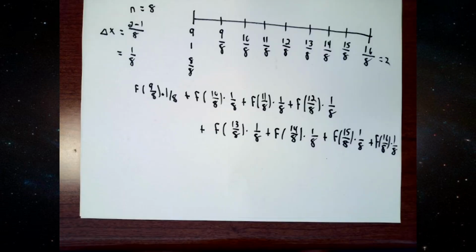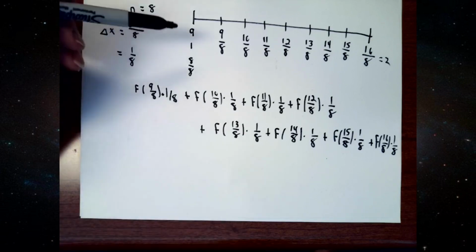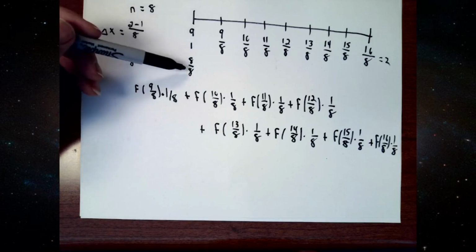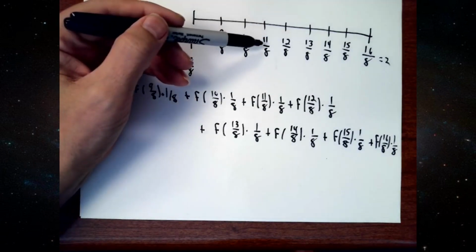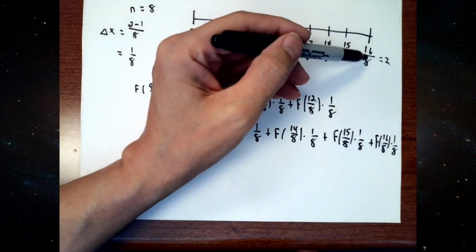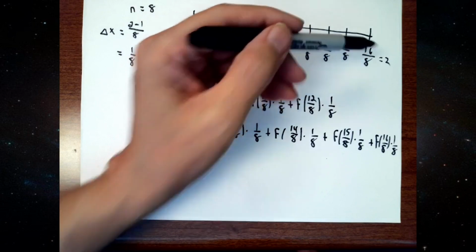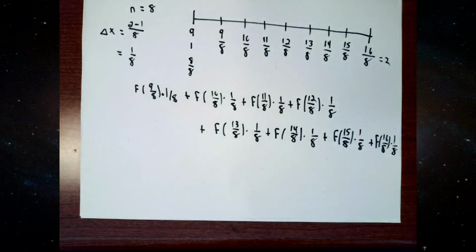For the n equal 8 case, we proceed in a similar way. Delta x is now going to be 1/8. Each successive x number will be 1/8 bigger than the previous one. A is 1, which is 8/8, so the rest of the x numbers are 9/8, 10/8, 11/8, and so on, until you get down to 16/8, which is 2, like it's supposed to be.